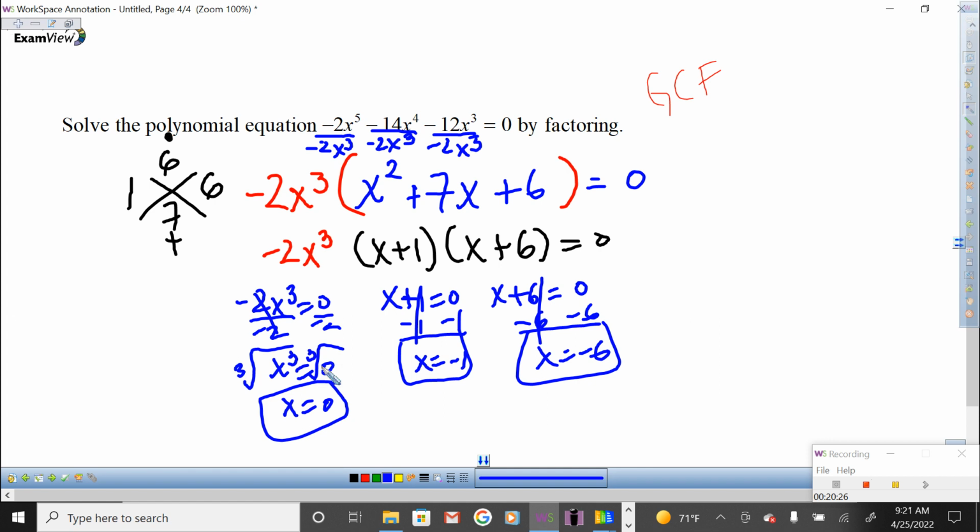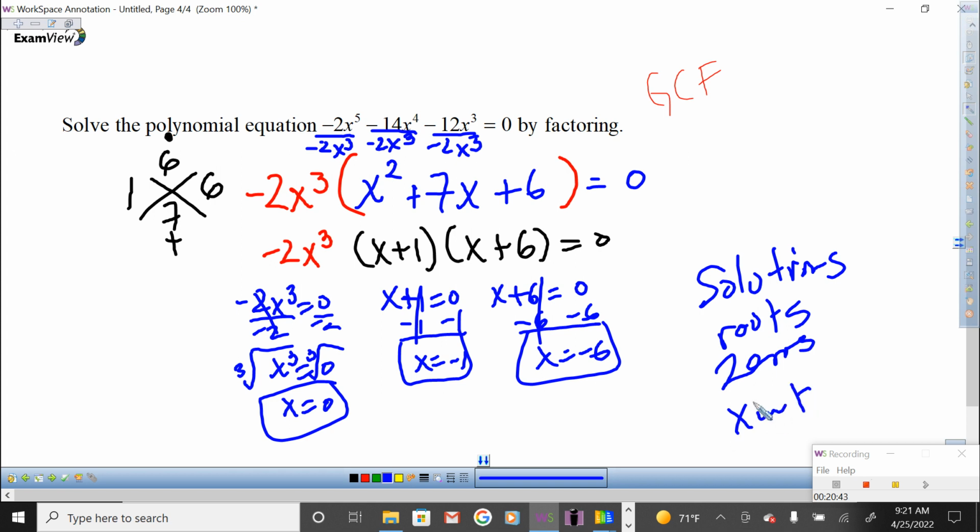So, what are those called? Tell your neighbor. What are those called? Of course, they're my solutions, but what else? Solutions, roots, zeros, x-intercepts. So look at your study guide, select your answer.